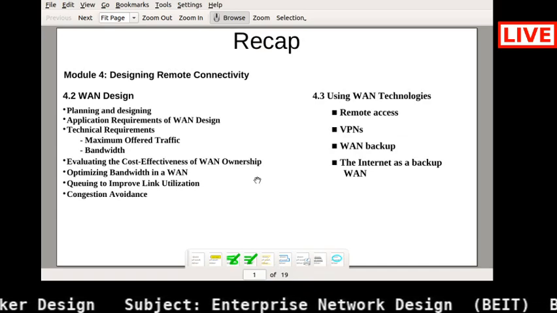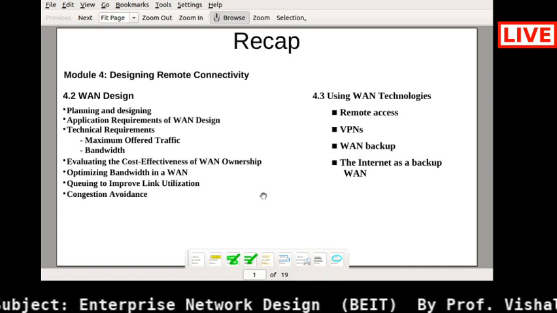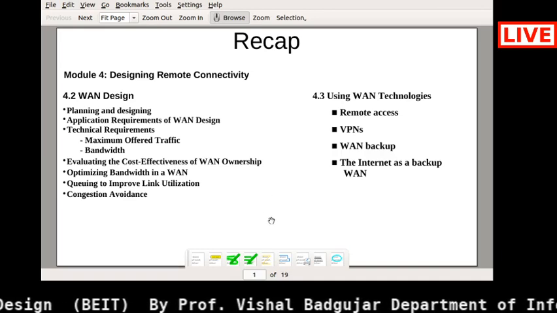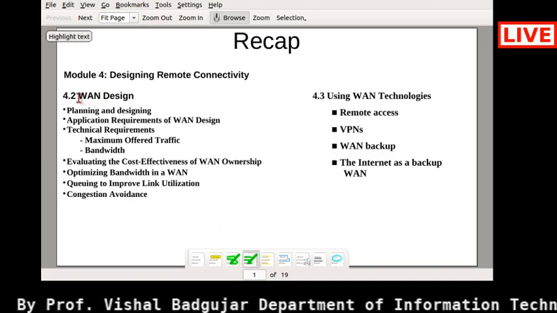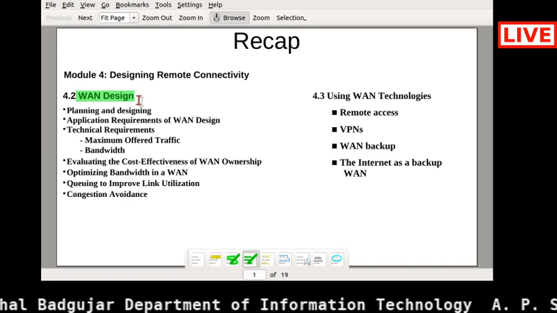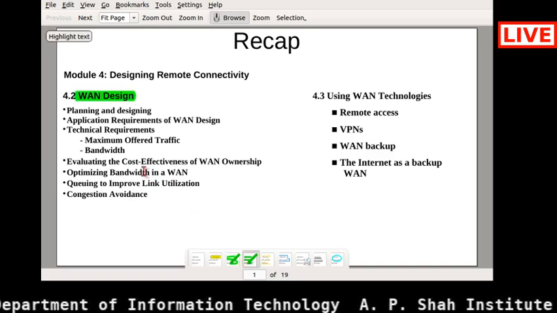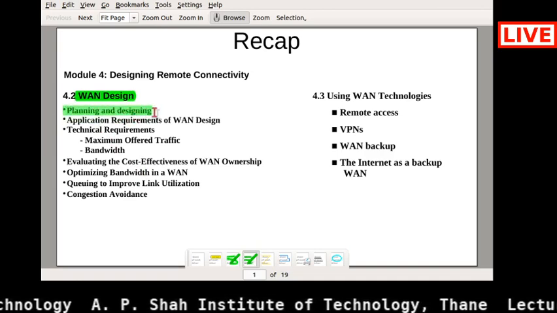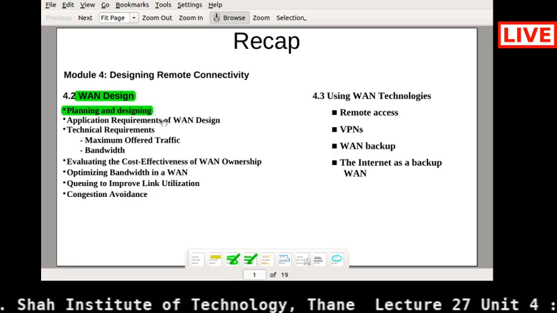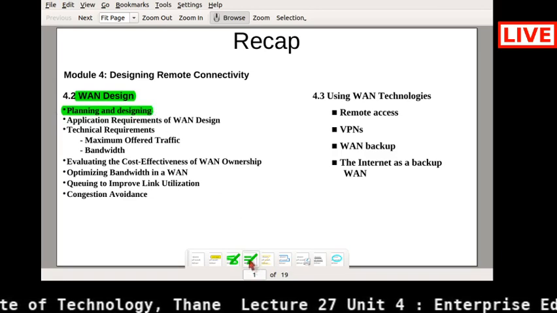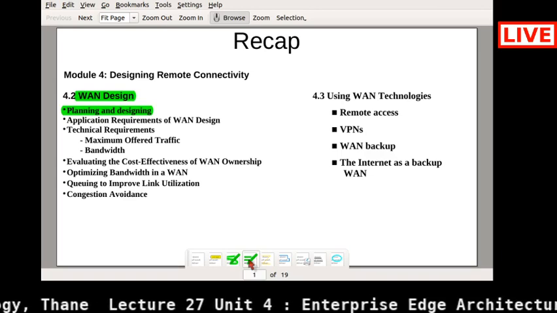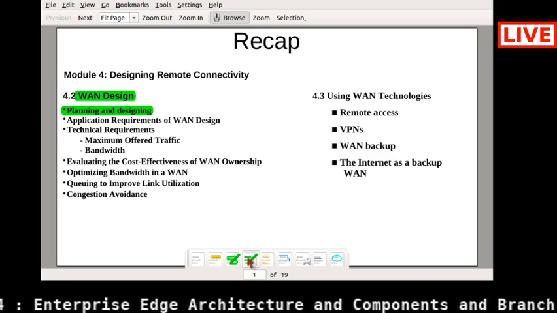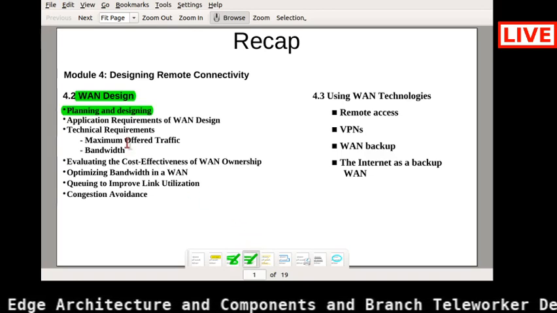In the last session we discussed some of the remote connectivity design issues and areas, as well as some constraints over it. We discussed how this WAN design can take place, and what the different steps are under that WAN design. For example, in the planning and designing phase, we discussed the PPDIOO model, so based on that we need to design our WAN itself.